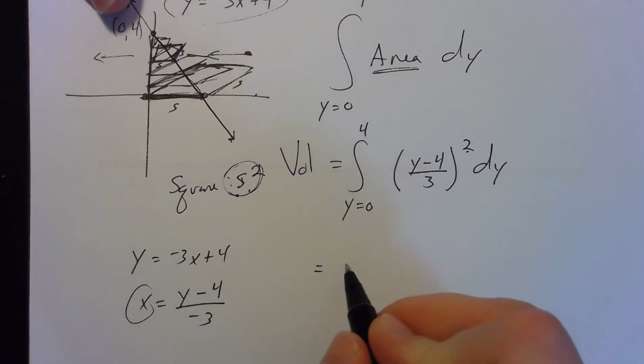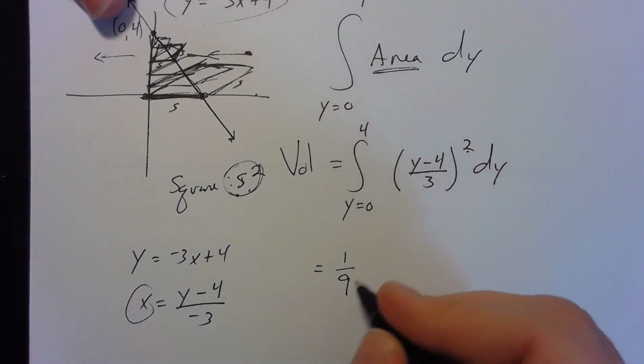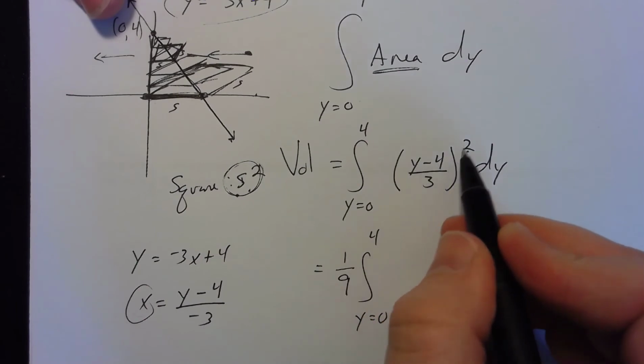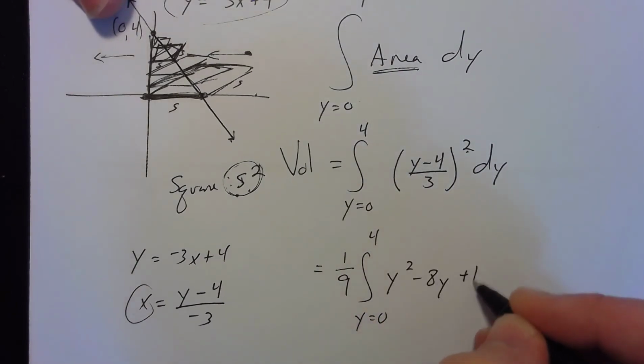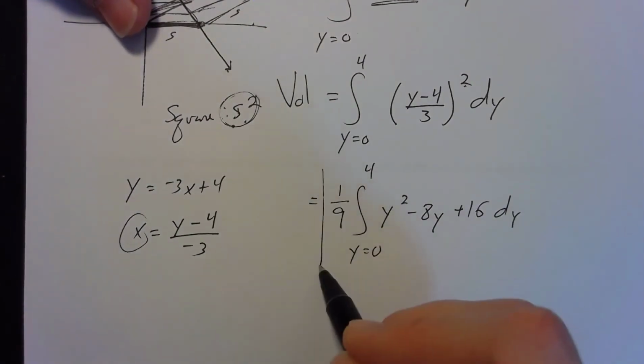At this point, we're going to simplify as much as possible. I'm going to factor out a 3 squared in the denominator, which is 1/9. And I'll have the integral from y equals 0 to 4 of, y minus 4 quantity squared, which is simply y squared minus 8y plus 16 dy. At this point, this is simply integration, which I can let you finish on your own.